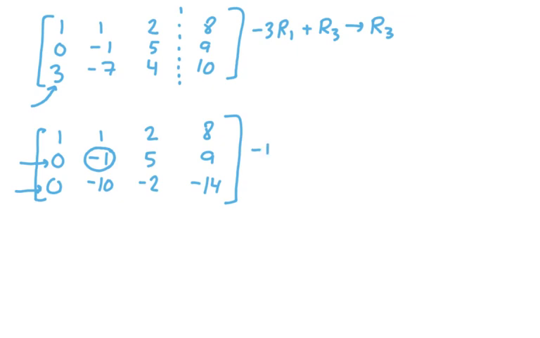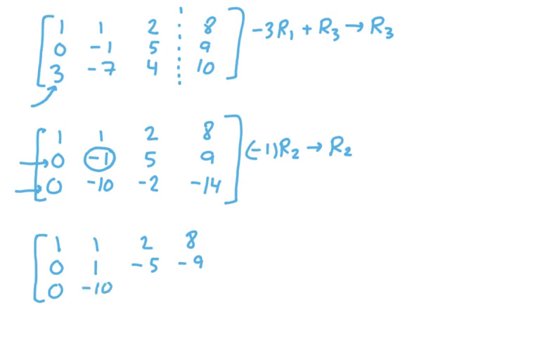For this one, I'm going to take negative 1 row 2, and I'm going to put the result back into row 2. When I do that, I get 1, 1, 2, 8. 0, 1, negative 5, negative 9. 0, negative 10, negative 2, negative 14.